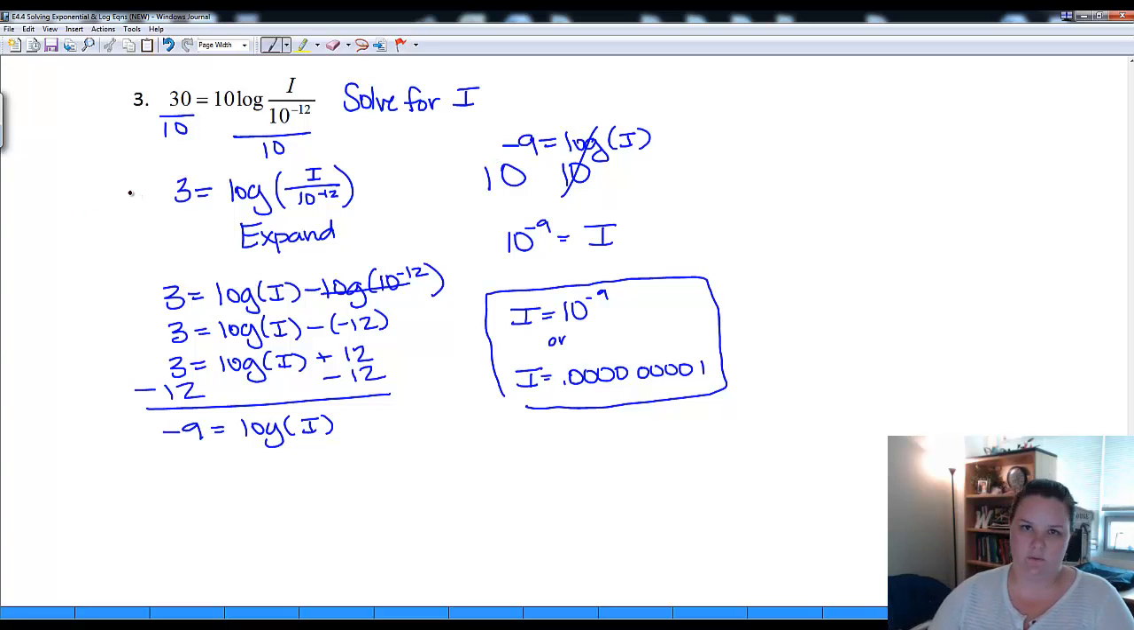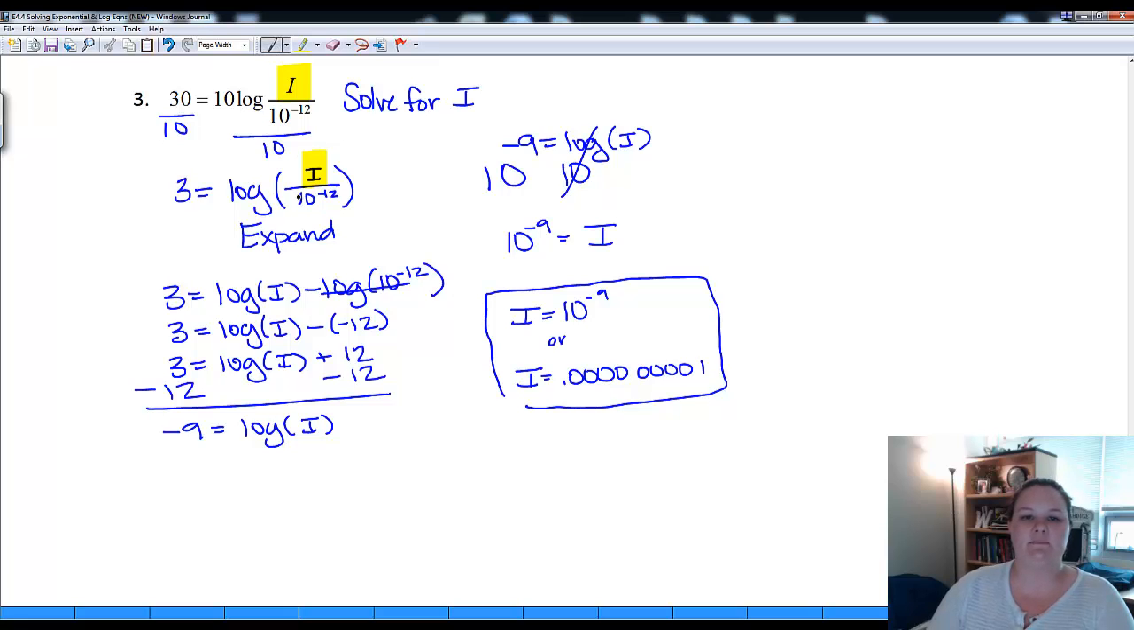This probably isn't something I would put on a test, but I wanted to give you something a little bit different. On this one, we're actually solving for this I value. To get this I by itself, we first need to get the log term by itself. So I'm going to divide off 10 on both sides. When I divide by 10 on both sides, that leaves me with just 3 on the left and my log term on the right. Now, I only want the I, right? I don't need that piece that's on the bottom.